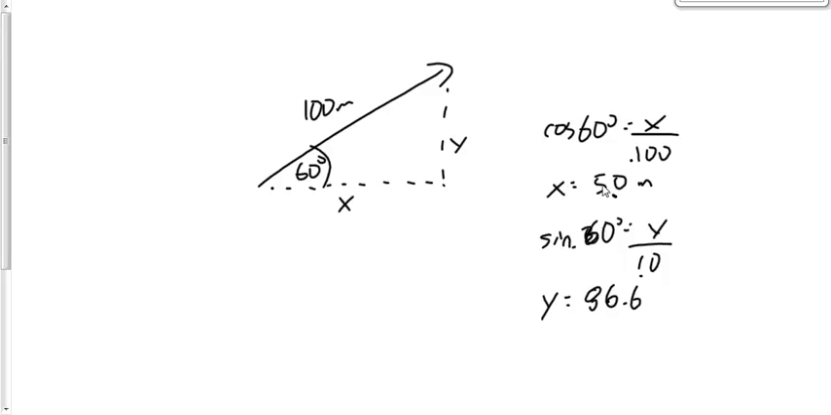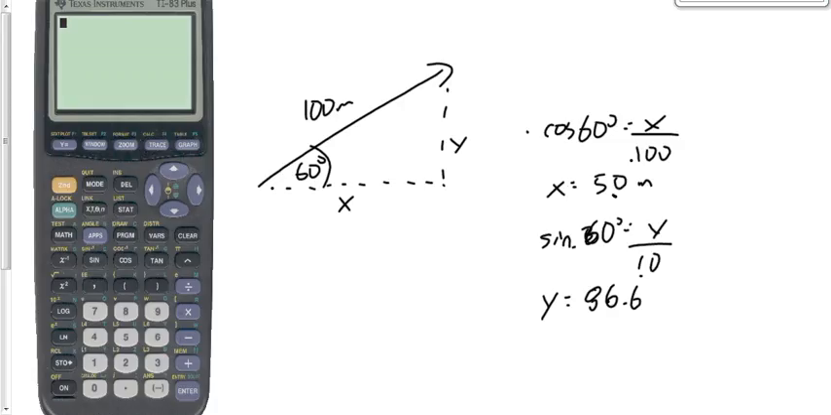We're going to say 100 times cosine 60, right? The 100 goes up by multiplying. So literally on your calculator, it's 100 times cosine 60. Looks just like that. Get 50.